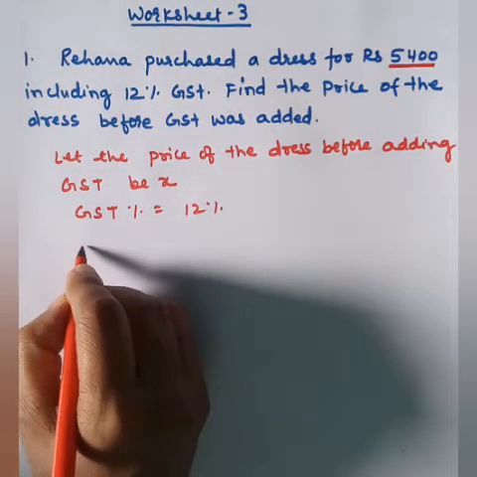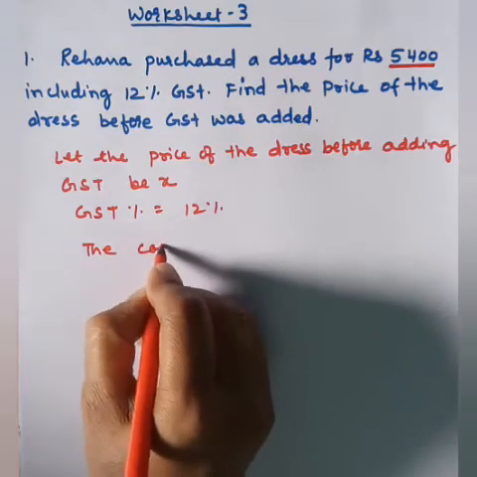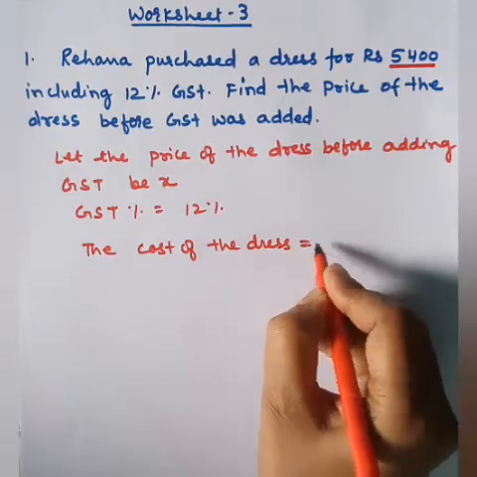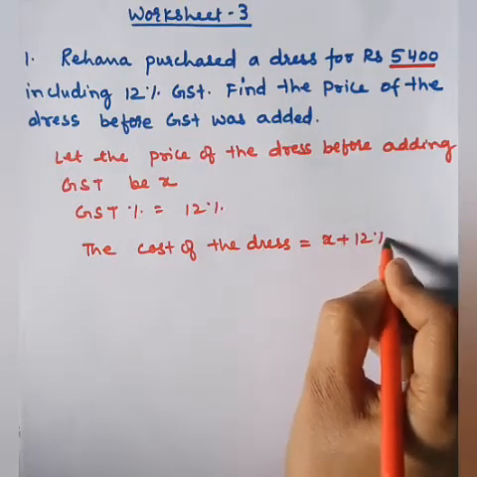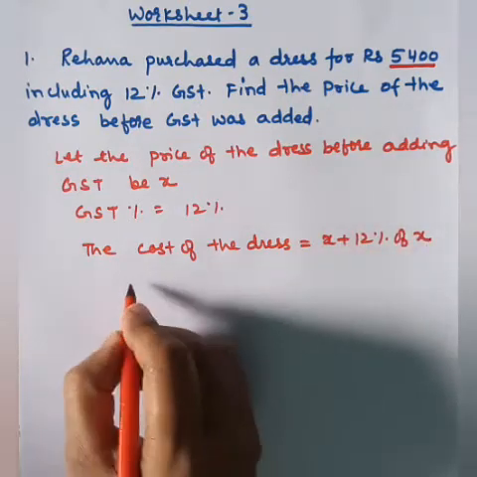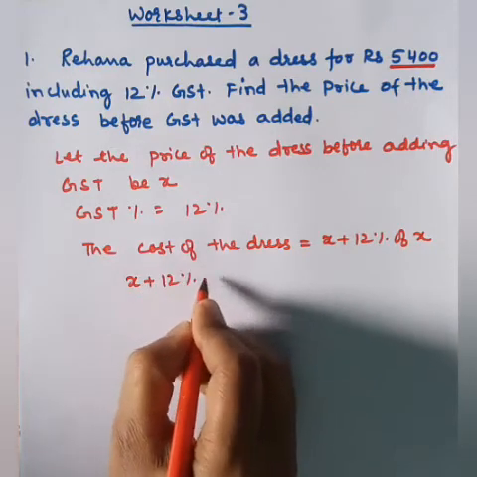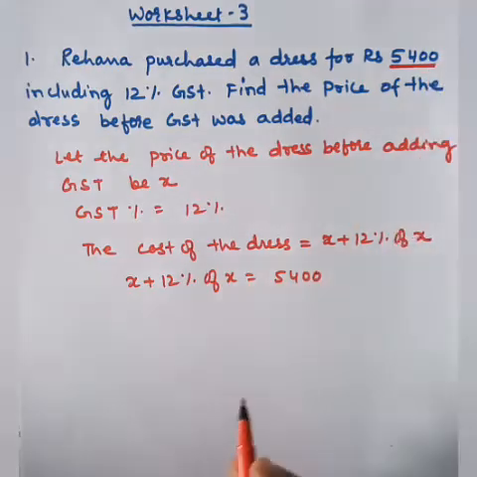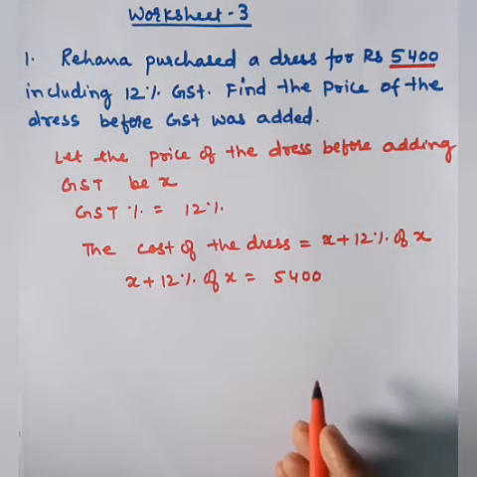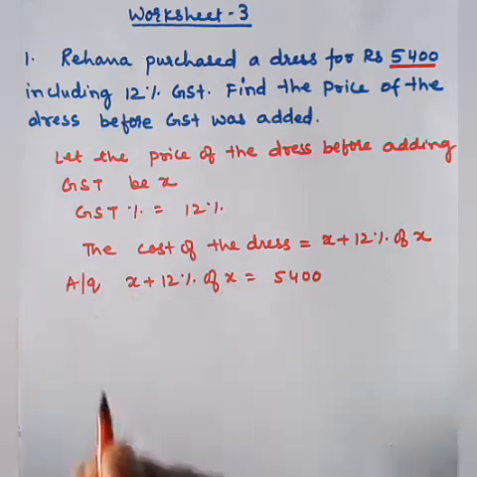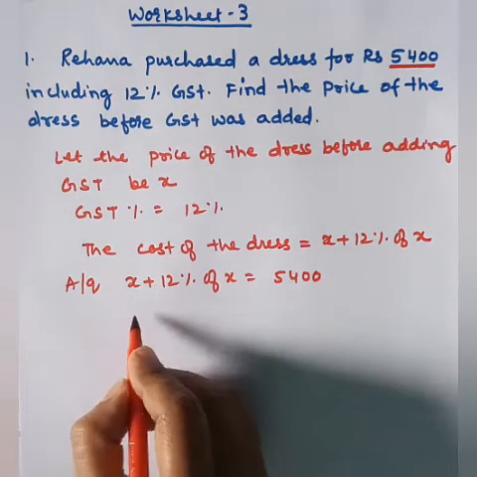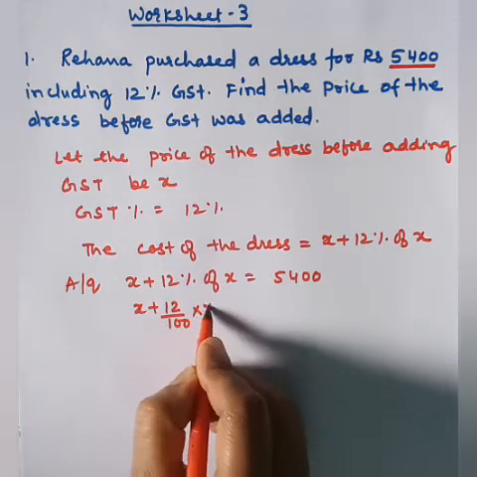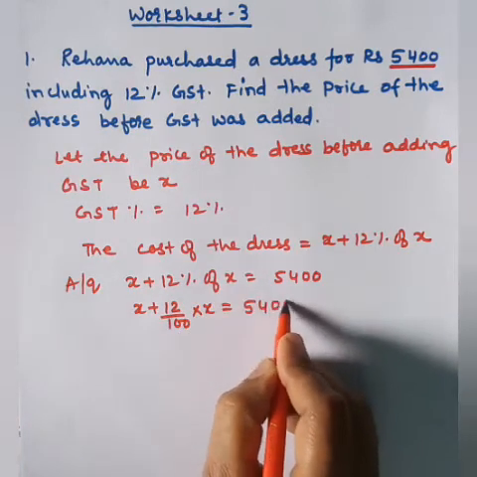Then the cost of the dress will be equal to x plus 12% of x, isn't it? So this x plus 12% of x is 5400, which is given because the cost of the dress is rupees 5400. This is as per the question. Now see, x plus 12% of x means x plus 12 by 100 into x will give you 5400.